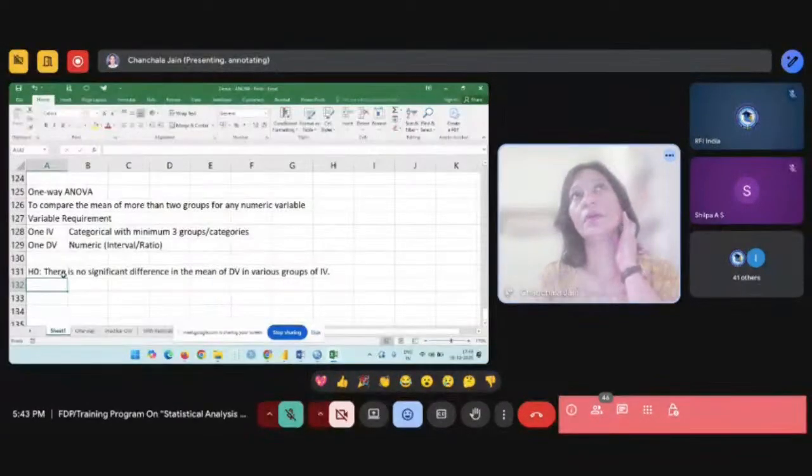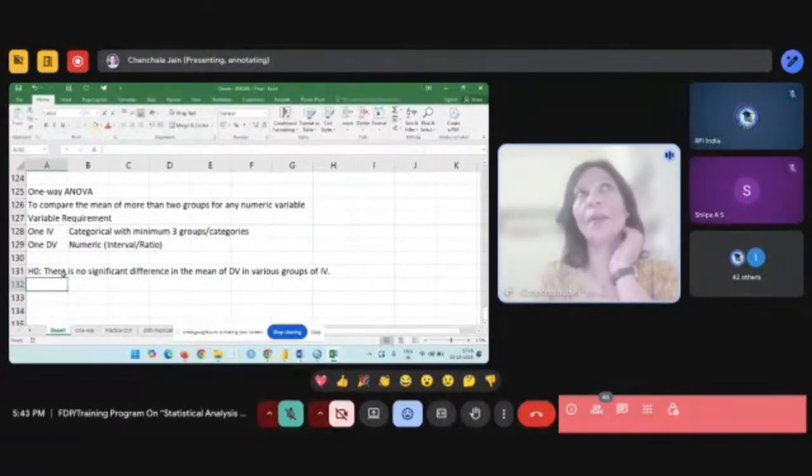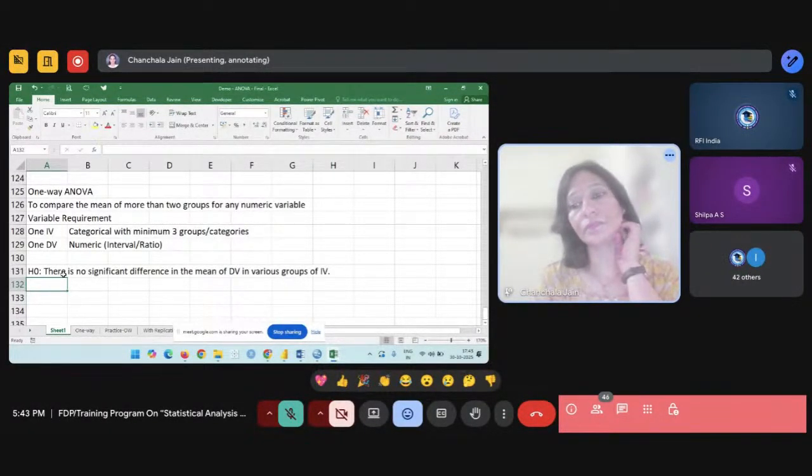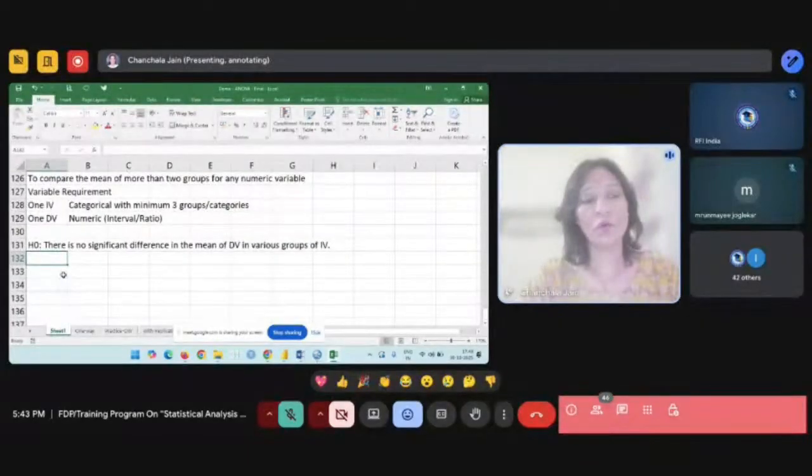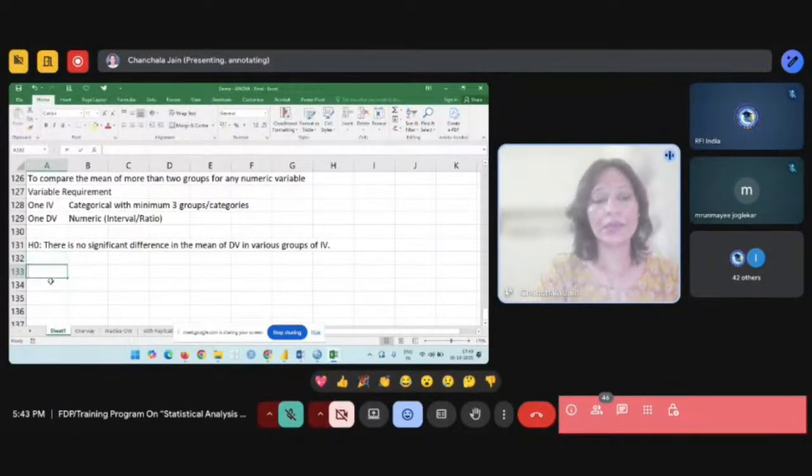Is it clear? Marks of 3 sections, I'll go for the ANOVA. Salaries of 3 different departments or 3 different companies, I'll go for ANOVA. Is it clear? Yes. Fine. Now we'll go for the next type of ANOVA.